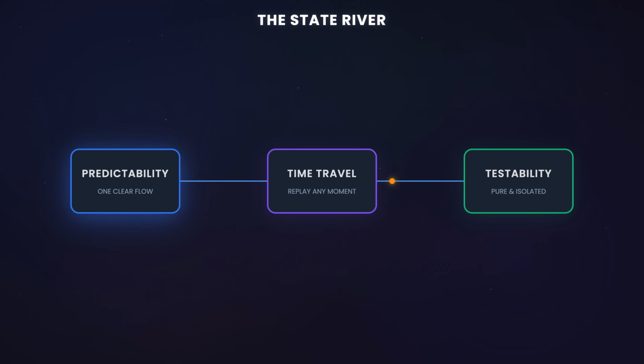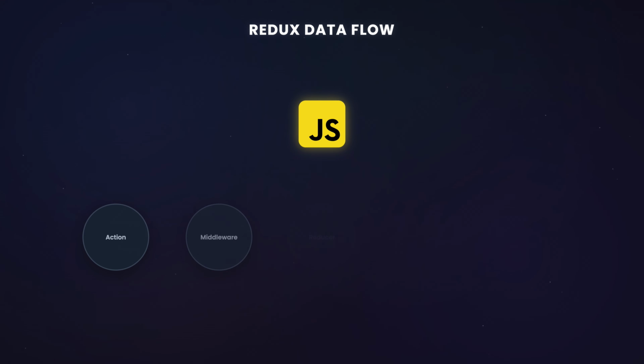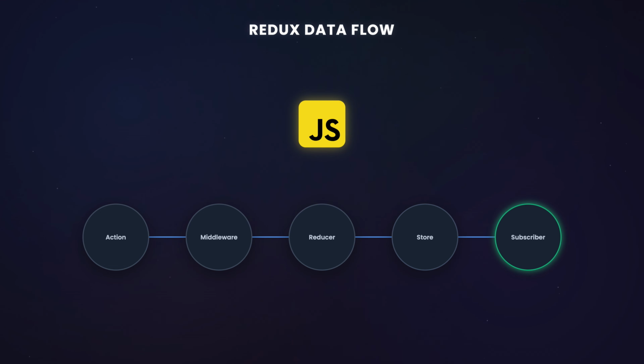The architecture has three core pieces. The store holds state and provides three methods. getState returns current state. dispatch sends actions for processing. subscribe registers callbacks that fire on state changes. The reducer is your pure function that processes actions. And middleware sits between dispatch and reducer, letting you add logging, async handling, or whatever cross-cutting concerns you need. Middleware can inspect actions, modify them, dispatch more actions, or even block them entirely.